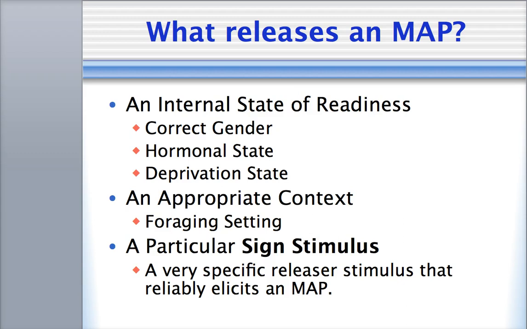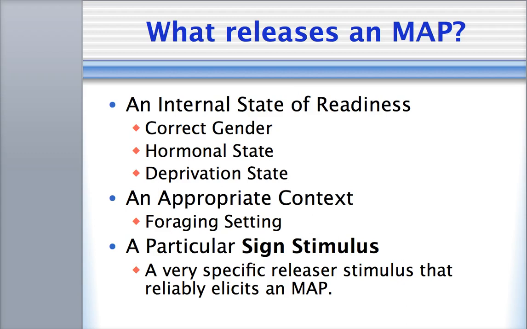It's also true that you may need the appropriate context. So for example, you may have an animal who is the right gender, has the right hormones, and it's time to store food, and so food caching is the behavior. You may be more likely to get it, but you're probably not going to get it unless you provide them with an appropriate foraging setting. So sometimes the environmental context is really important.